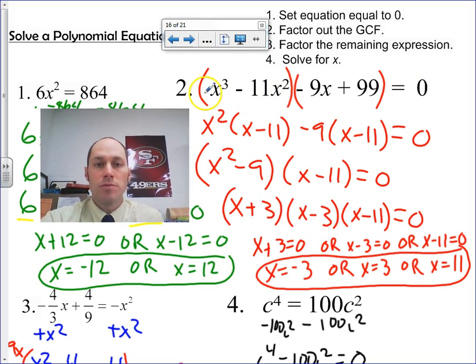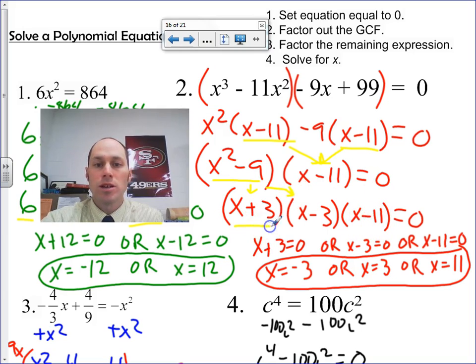Here there's no GCF, but it's a 4-term, so 4-term we group. And so I divided out an x squared, left with x minus 11 in the first group. Divided out a negative 9, because that leading coefficient is negative, to make them match up. And so it left me with x minus 11. I factored out an x minus 11, and then I was left with x squared minus 9. Here's a difference of perfect squares, which became x plus 3, x minus 3. And then times x minus 11.